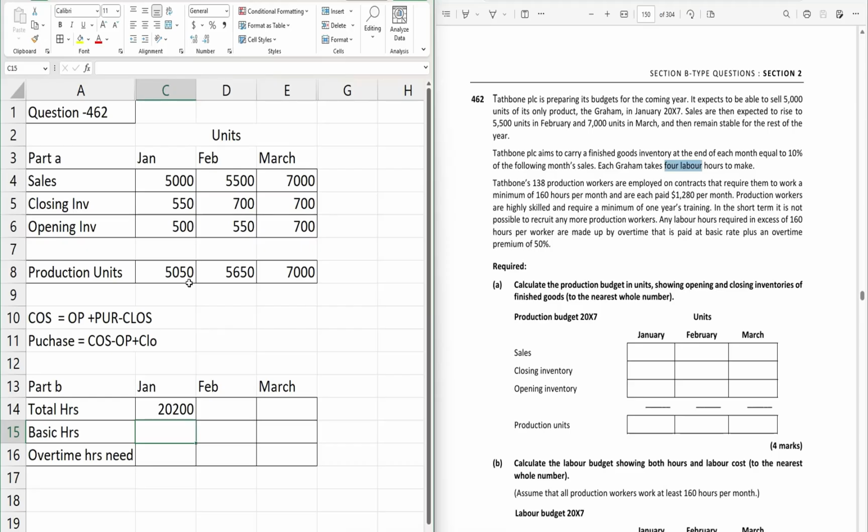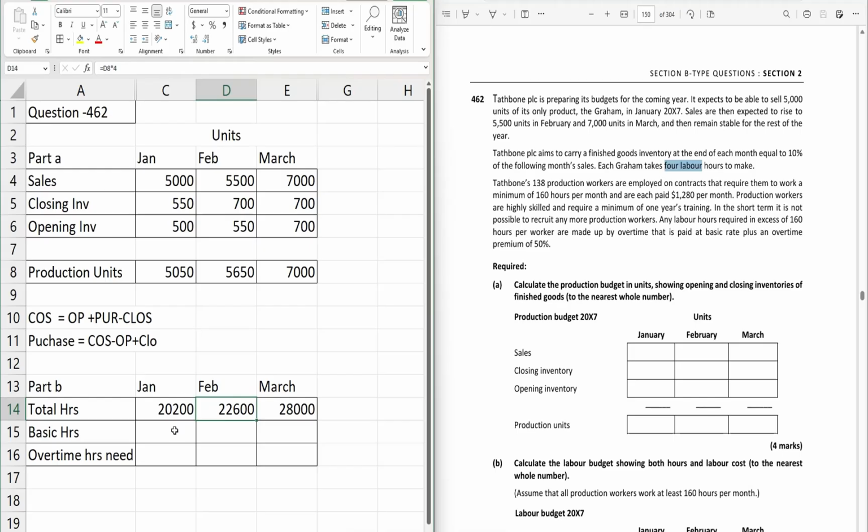Obviously hours will be more, so we need to multiply. So I got my answer, that's 20,200. And similarly for February and March, it's simple, you only need to copy paste. So just multiply this unit with the 4. We got our answer for each of the months.